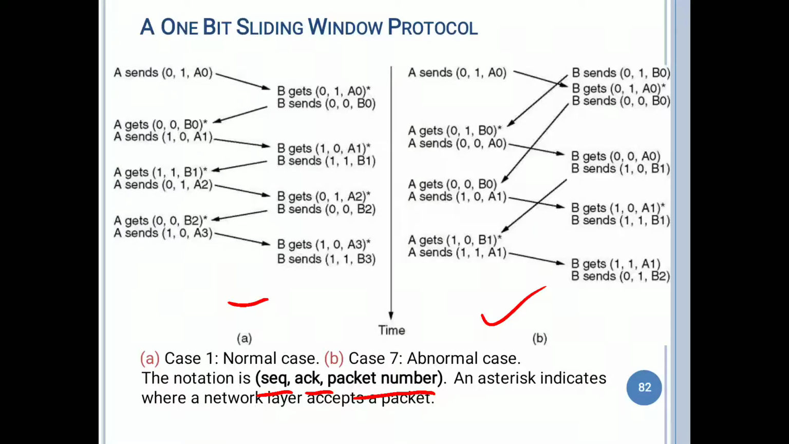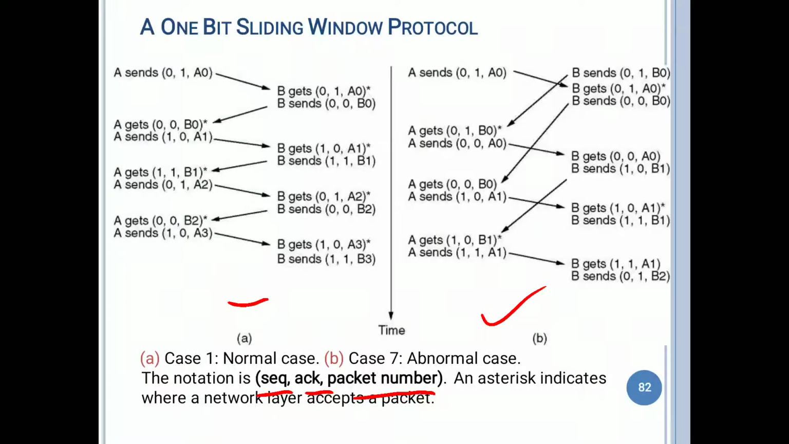So in sequential order, 0 is completed. What is the next sequence number? We need to increment by 1. So that's why 1 is the sequence number, and here it receives the data packet of 0, so the acknowledgement is 0. The first frame A0 is sent, and once A0 is sent, it will send the next frame, called A1. So 1 0 A1. Here A sends this data and it is correctly received by B.